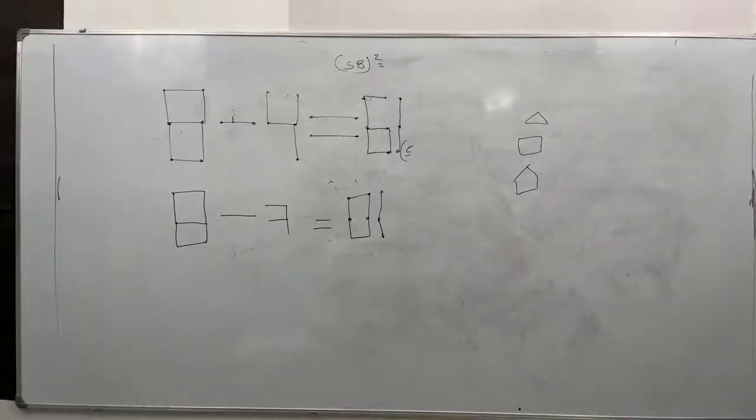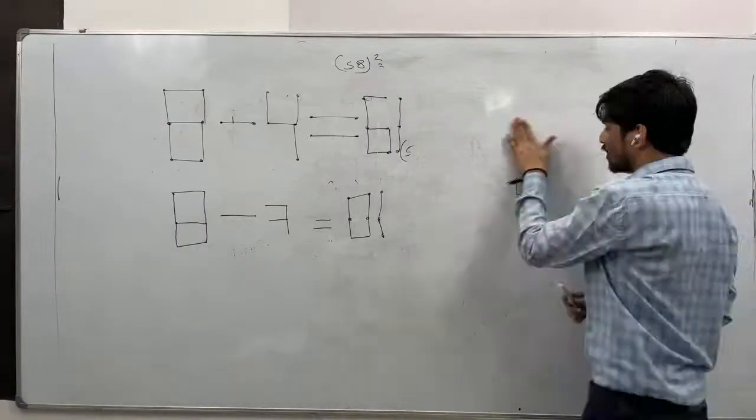Total diagonals. How many diagonals are there in a cuboid? 2 into 6 plus 2. So how many? No. Think logically. You are very close to the answer.